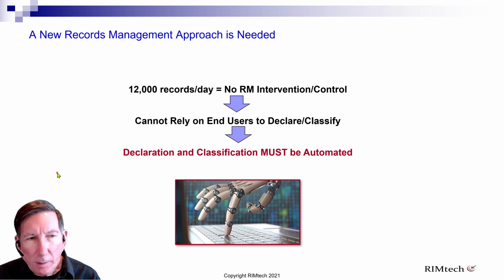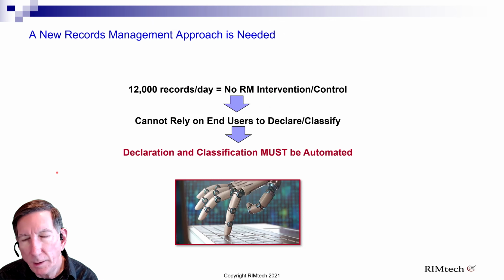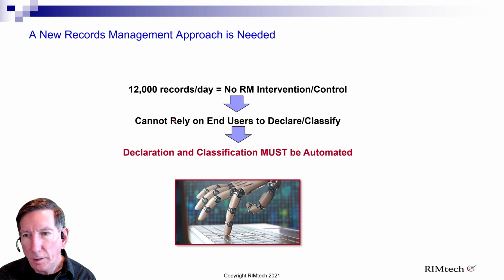So the background to all of this is that declaration, making something immutable and tagging it with a retention rule, has to be fully automated. Why? Because at 12,000 records a day, I'll show you where we got that number in a minute, there is no hope for any records manager to intervene, interfere, control, or manage any of those records. The numbers won't allow it.